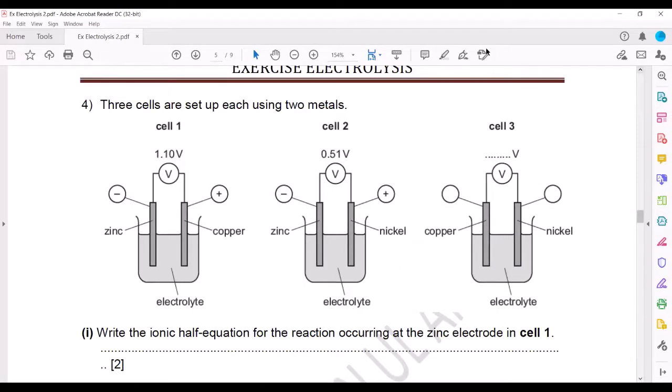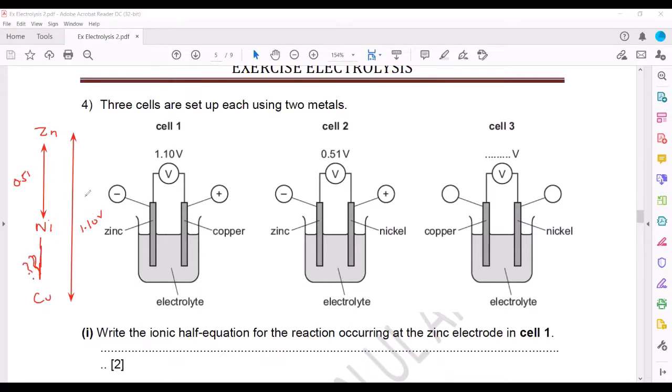So first, when we set up the reactivity, the first one is zinc, then there is nickel and copper. Between zinc and nickel, the voltage is 0.51. Between zinc and copper, the voltage is 1.10. So how much is this voltage between nickel and copper, what will be this voltage?